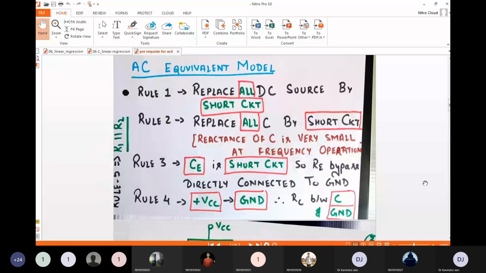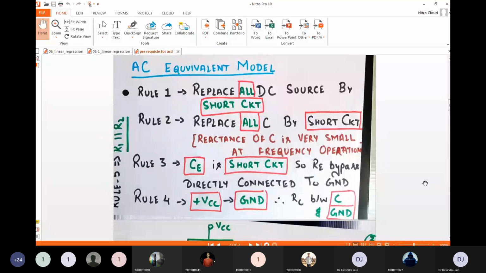Okay. So rule number 3 is CE, that is the bypass capacitor, is short circuited. So RE is bypassed, that is, it is directly connected to ground. Plus VCC is already connected to ground. Therefore, the collector resistor RC is between C and ground, and hence R1 would be parallel to R2.